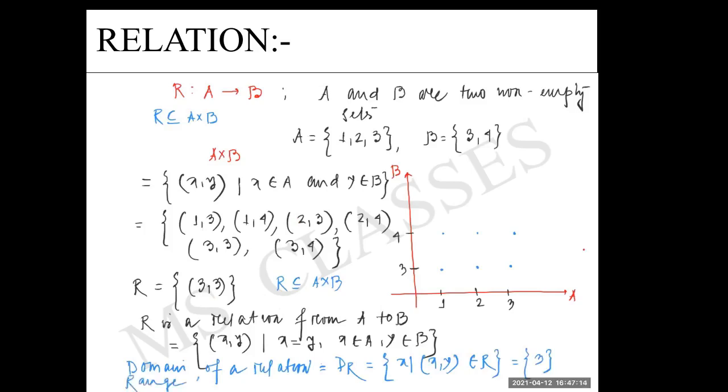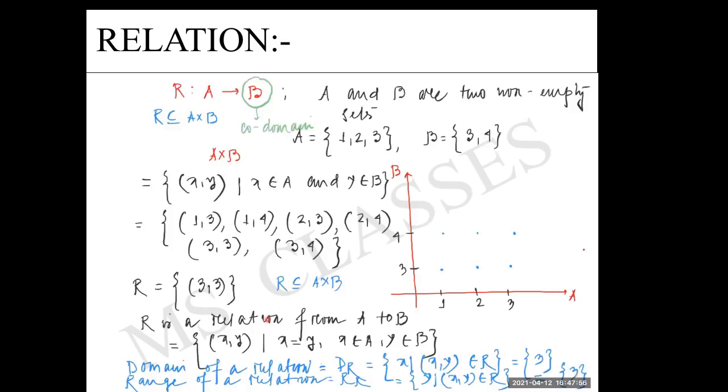Range of a relation. What is range of a relation? At first you have to write the definition: y such that (x, y) belongs to R. Second element. So here what we have? The set containing 3. Here what we have? The set containing 3. Next, the last point: what is codomain? The second set is called codomain.